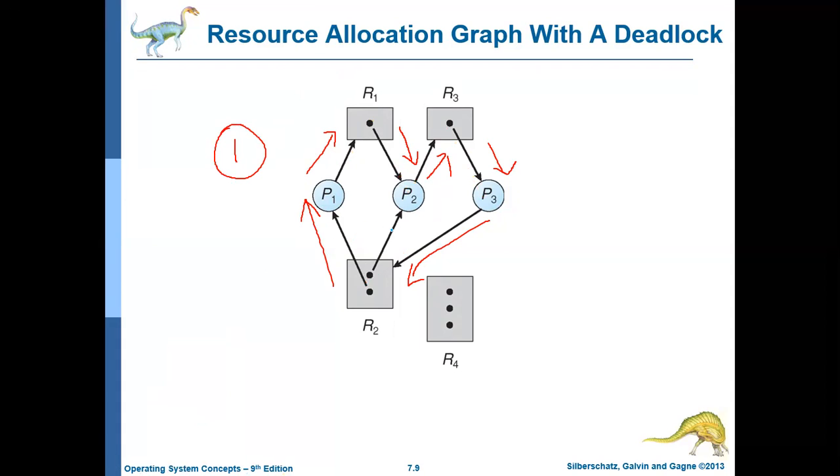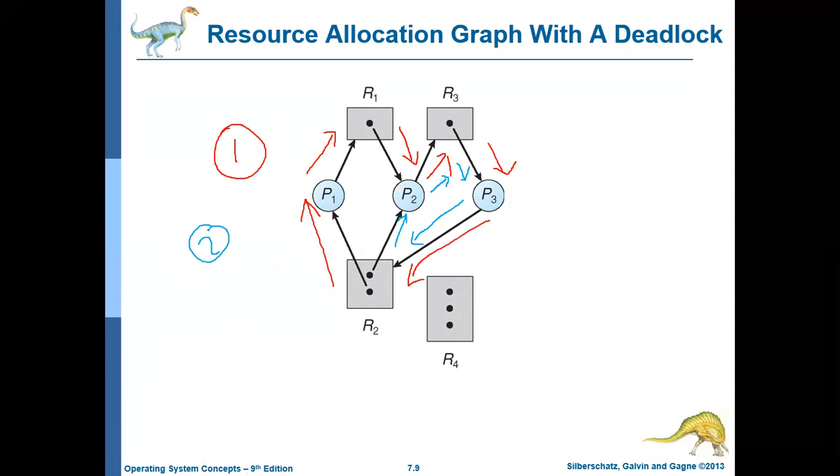Say if you start from P2, you can also have another cycle. P2 to R3, and then R3 to P3, and then P3 to R2, and again from R2 to P2. So this is another cycle. So basically there are two cycles here. So this graph contains two cycles. So there are possibilities for deadlock.